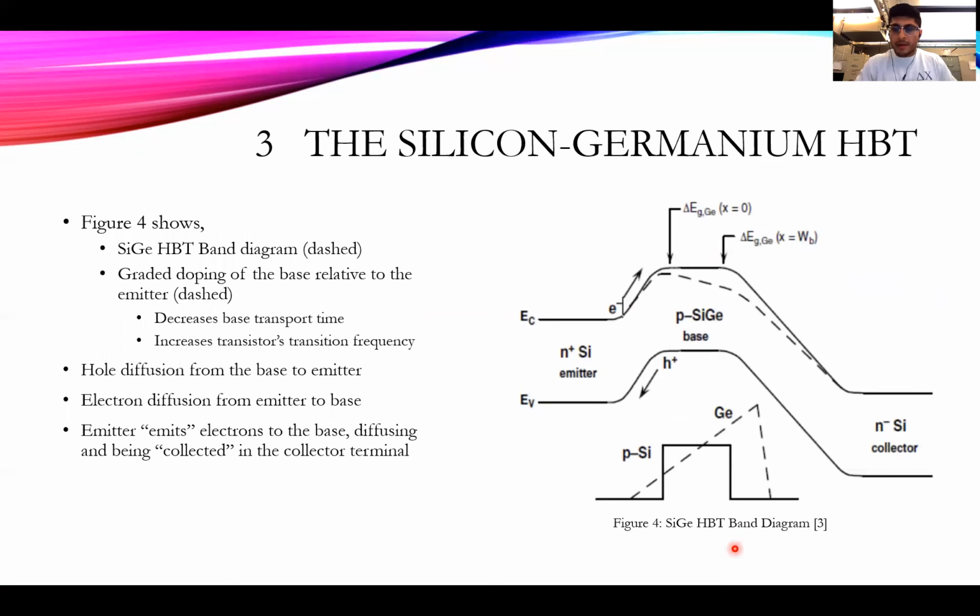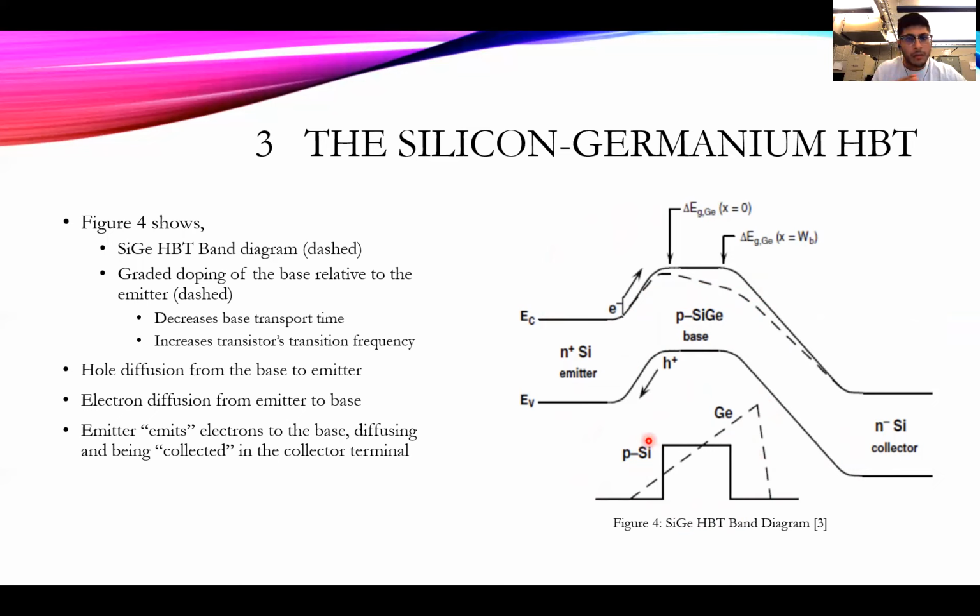So now we're going to evaluate a band diagram. Right here on the right, figure 4, we have a band diagram for SiGe specifically. I want to note that this operation is a forward active biased NPN, where we have the N-type silicon emitter, the P-type silicon-germanium base, and the N-type silicon collector.